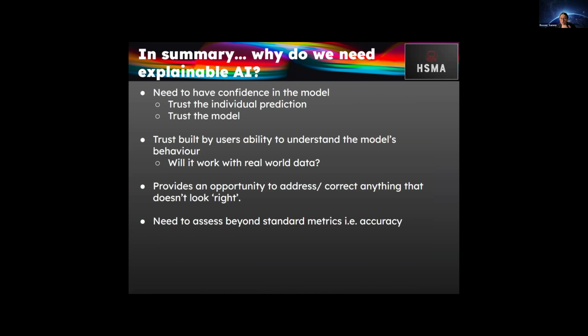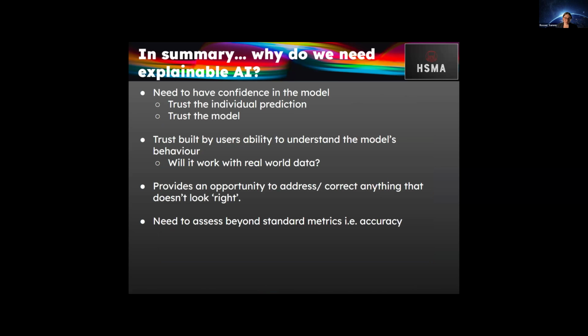So, to summarize all of what I've just said, why do we need explainable AI? We need to have that confidence in the model. We need to be able to trust the individual prediction. We need to be able to trust the model more widely. We need to be able to trust that when we take it beyond this training and testing data that we've got, it is actually working on something that seems fairly sensible, that it is actually going to be able to work in the real world with new real data that we haven't seen before.